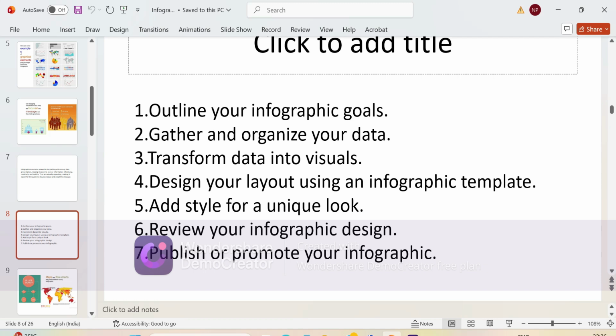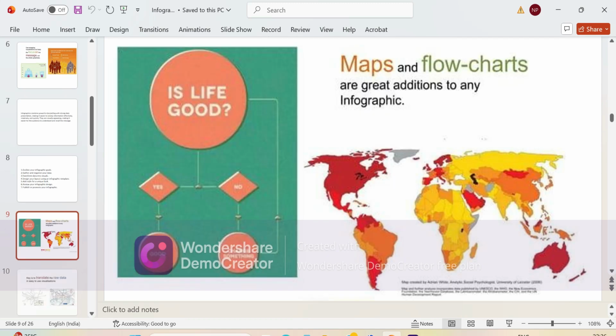Design your layout. Layout could be a three-line layout, or a one-line layout, or a multiple-line layout. And for a template, you can consider some of the examples which are already available. Add style for a unique look, review your infographic design, and publish to promote your infographic.